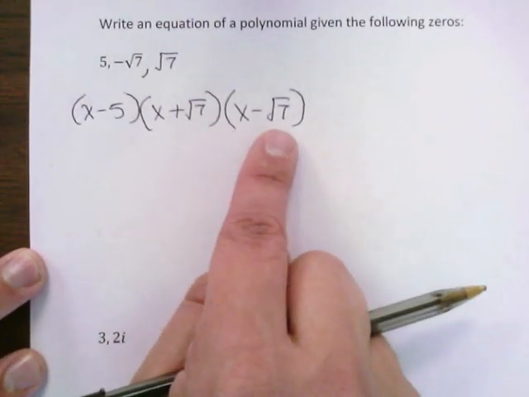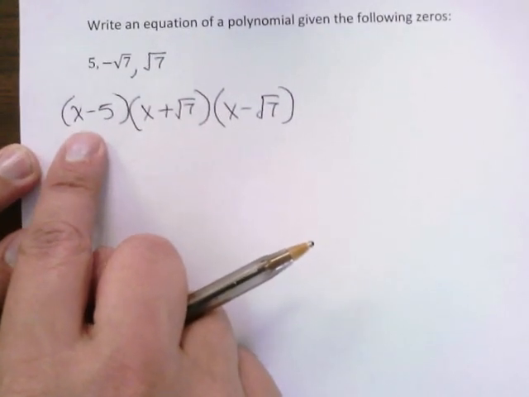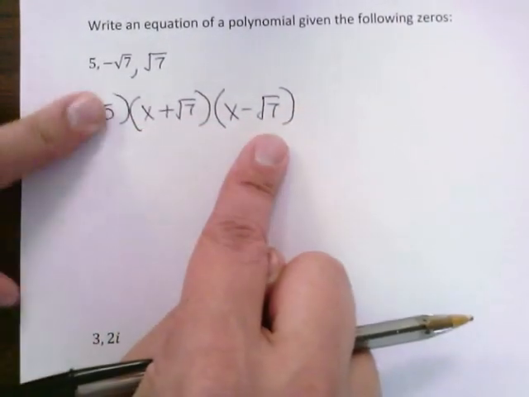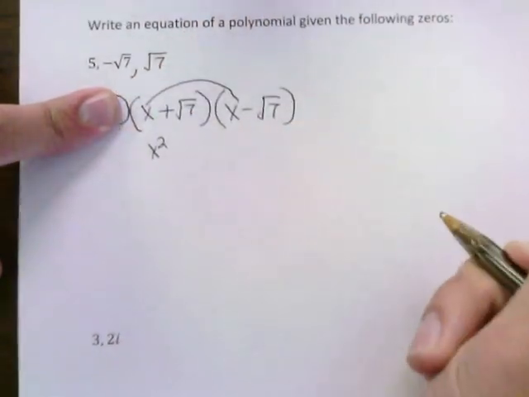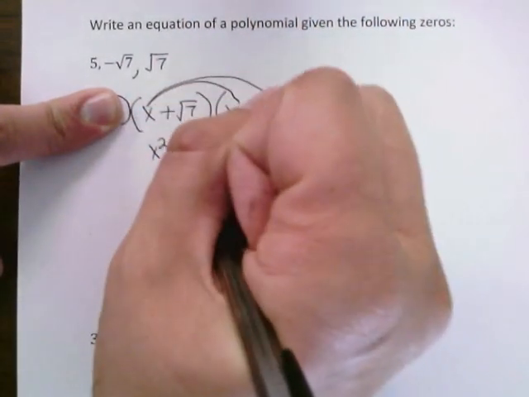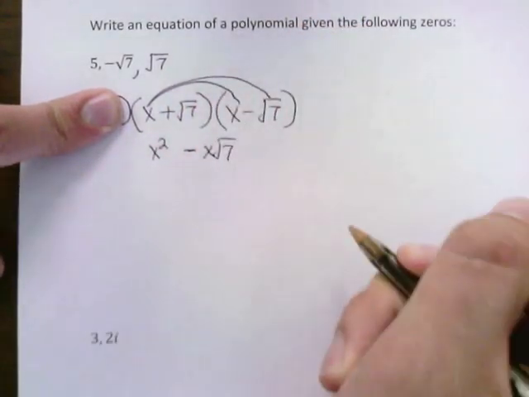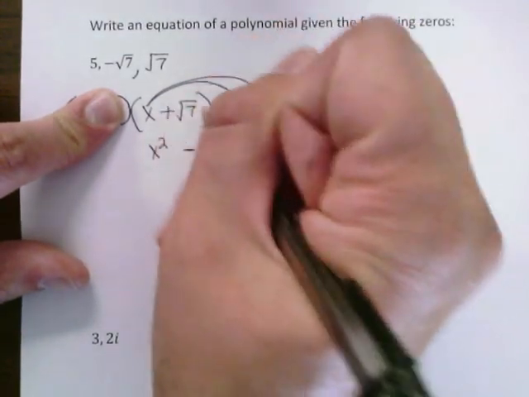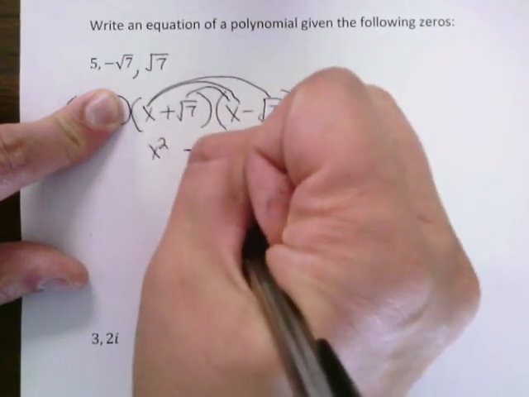I have a square root of 7 and a negative square root of 7. When I multiply these out, it's going to clean itself up really nicely. So I want to multiply these two together, and then we'll worry about this x minus 5 later. Just multiplying these two parentheses, ignore this one. We start by doing an x times an x, which is x squared. X times a negative square root of 7, a positive times a negative is a negative, so that's negative x square root of 7. Then I'm going to take that positive square root of 7 times x. A positive and a positive is positive, x square root of 7.